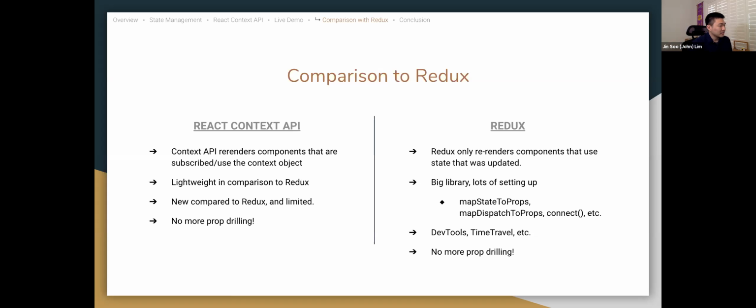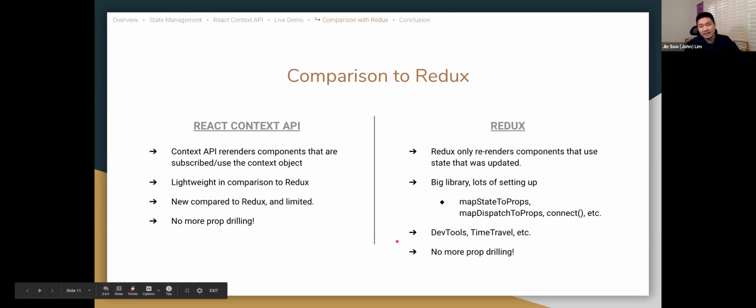React context is a little bit newer than Redux, so there's not a lot of debugging that's been done with it. Whereas Redux has been around for a while, there's a lot of dev tools for it. There's time travel and other useful tools you can use with Redux. But the most important thing to note is that both of these take away the need to prop drill.